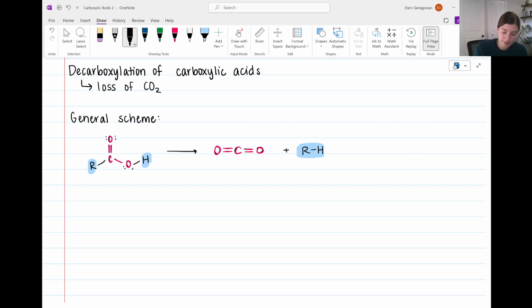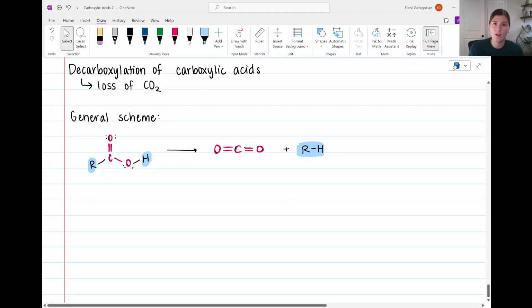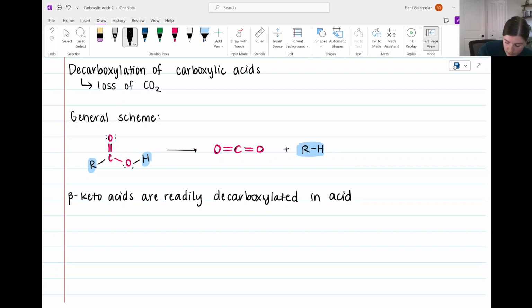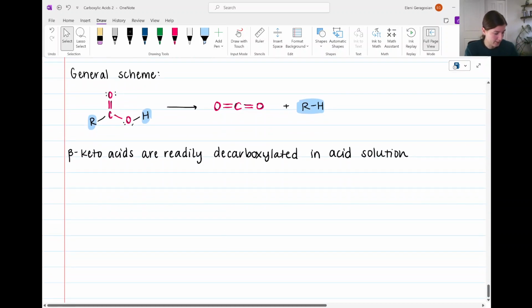So there are specific carboxylic acids that are readily decarboxylated in acidic solution, and those are beta keto acids. So beta keto acids are readily decarboxylated in acidic solution. Okay, so first off, what is a beta keto acid?